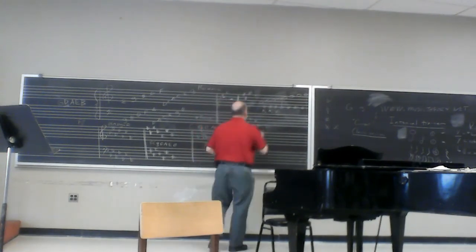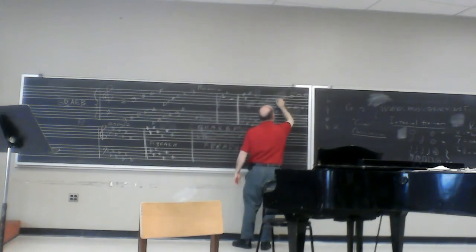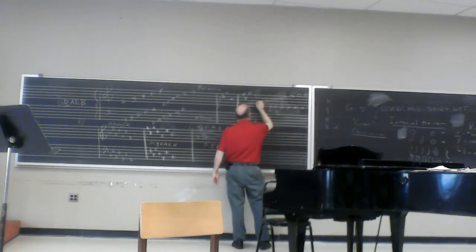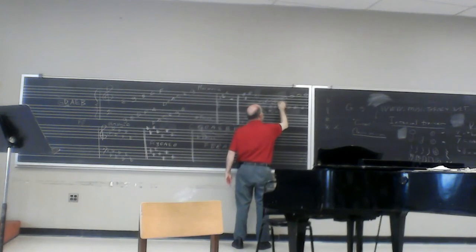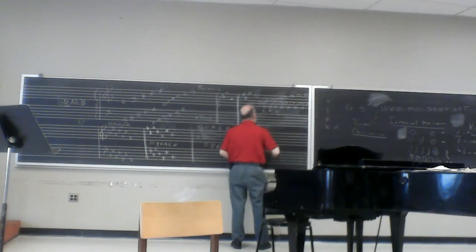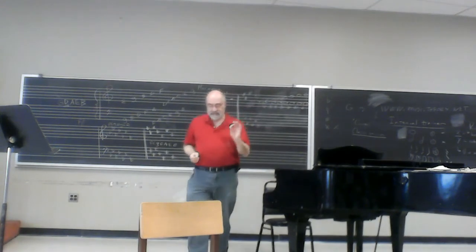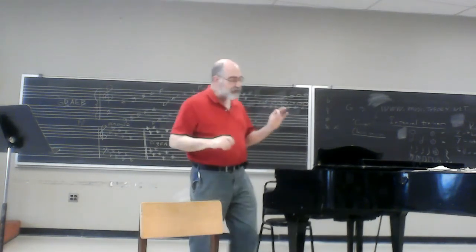So A to A is only 1. A to B is 2. A to C, whatever, is 3. A to D is 4. A to E is 5. A to F, whatever, is 6. A to G, whatever, is 7. A to A, 8. You see, even though we start all over again. Okay, that's where that comes from. So the number of letter names spanned in an interval.